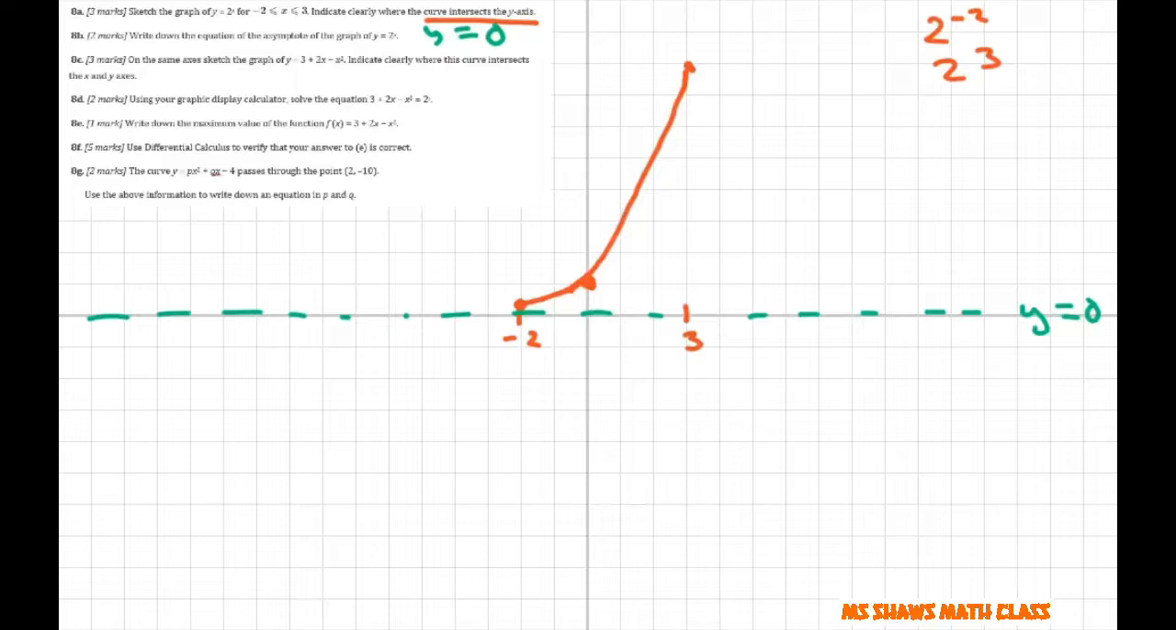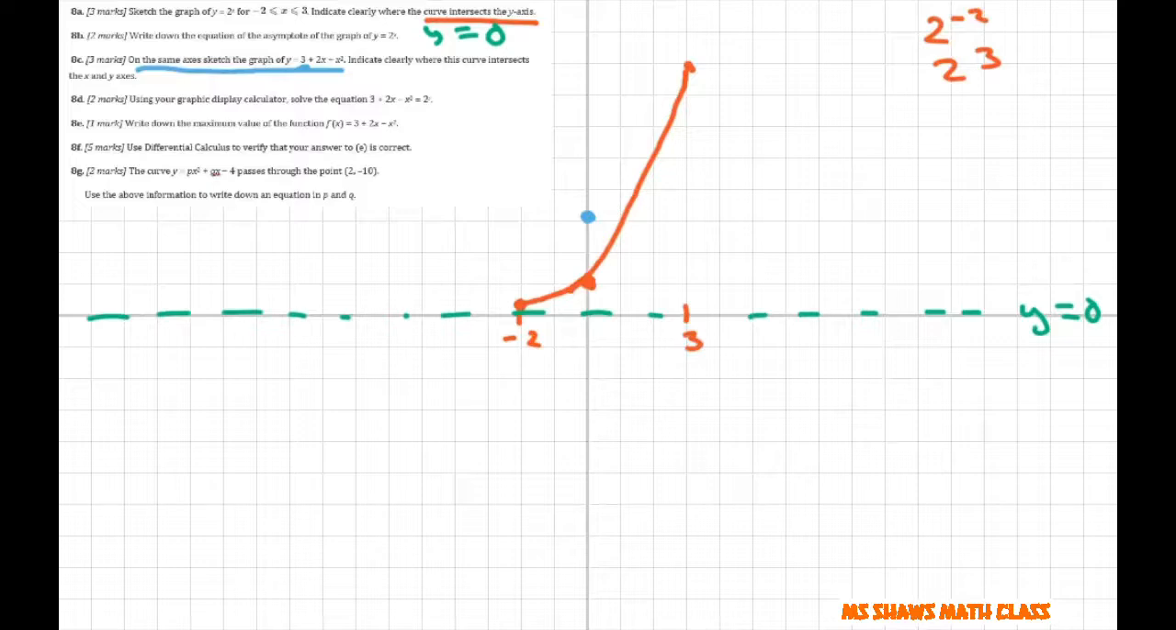Then it says on the same axis, sketch this graph and clearly indicate where the curve intersects the x and y axis. So first of all, the y-intercept is at 3. So x is 0, y is 3. So 1, 2, 3. We know it opens down.